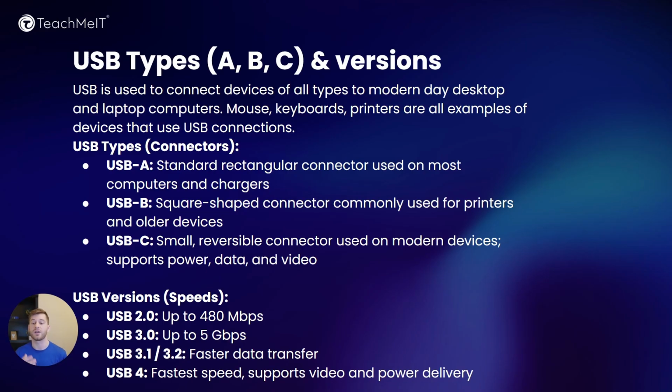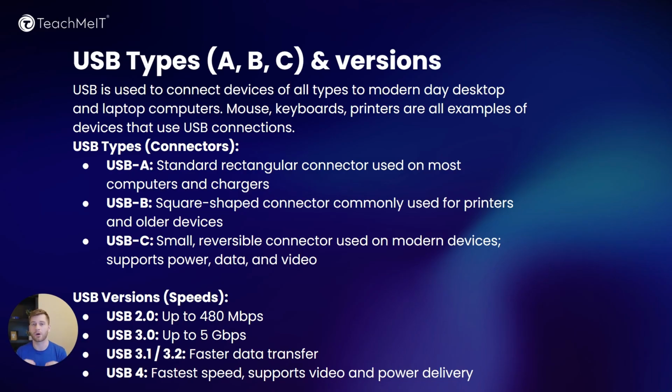USB is used to connect devices of all types to modern day desktop and laptop computers. Whether you're using a mouse, a keyboard, a printer, there's so many different types of devices out there nowadays that use USB. The first type of USB is USB-A. This is an older connector. We have USB-B, USB-C, which is a more modern connector, and then we also have different USB versions. Now, the types of USB are our connectors.